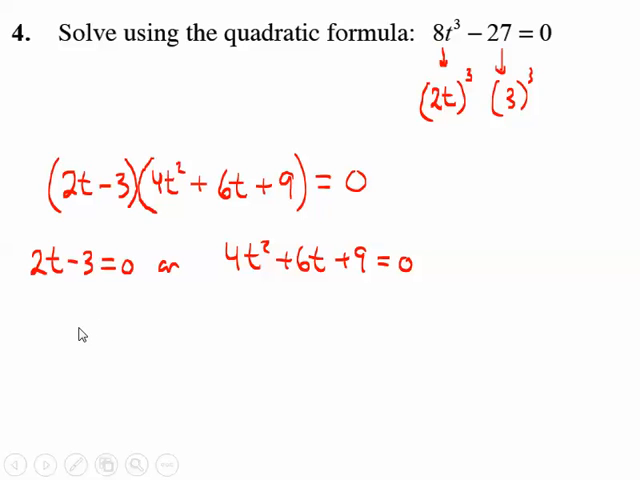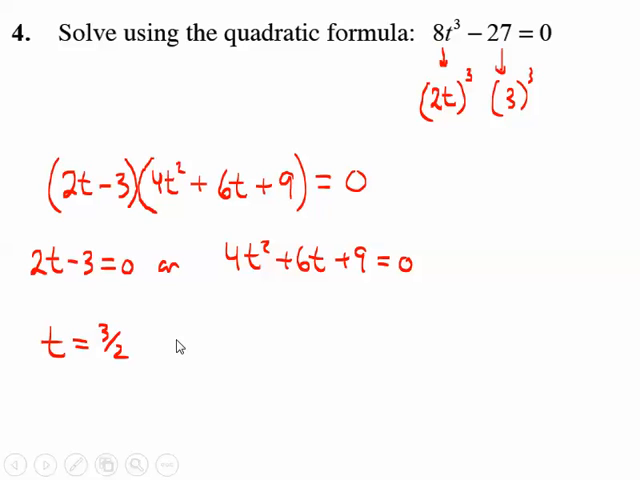So this is an unusual one because it sort of combines both factoring and quadratic form at the same time. All right, so how about adding 3 to both sides, dividing by 2? We got 3 halves here.